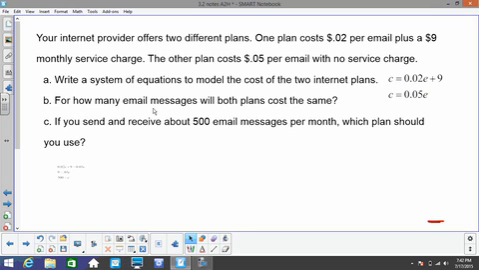So, how many email messages before both of them cost the same? Well, that would mean that the costs are equal, so set them equal to each other. And I subtracted 0.02 E from both sides and got E equals 300. So that's kind of the break-even point. So if you were to receive 500 emails, which one would be better? Well, I would just take that 500, plug it into both equations, see which one works better, which one's going to cost you less money.